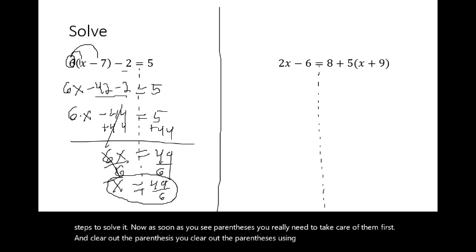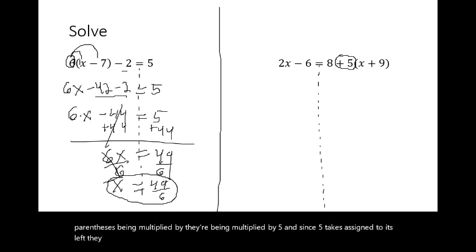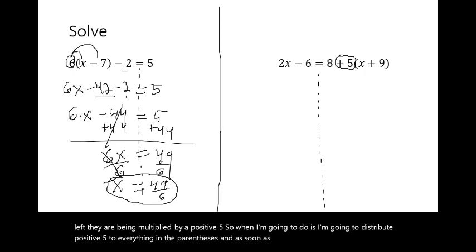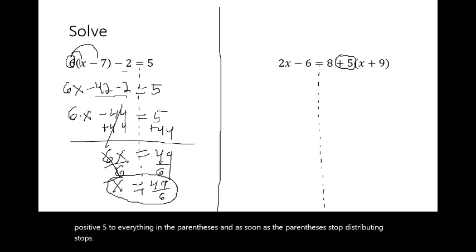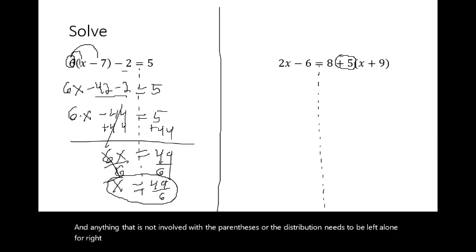So what are the parentheses being multiplied by? They are being multiplied by 5, and since 5 takes the sign to its left, they are being multiplied by a positive 5. So what I'm going to do is distribute positive 5 to everything in the parentheses, and as soon as the parentheses stop, distributing stops. And anything that is not involved with the parentheses or the distribution needs to be left alone for right now and left exactly where it is.